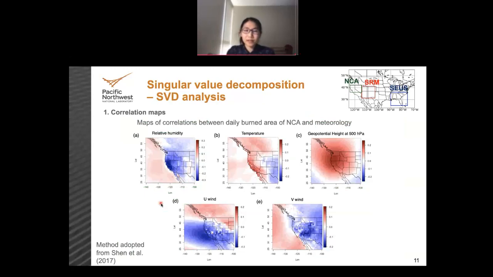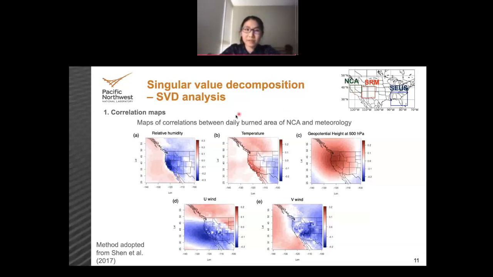So in order to extract the large-scale circulation pattern that is associated with fires, we first consider the regions where fire frequently occurs. Can you see? Okay. These include Northern California, the Southern Rocky Mountains, and the southeastern US. I will use Northern California as an example here. After we identify these regions, for each region, we calculate the daily mean burned area for that region.